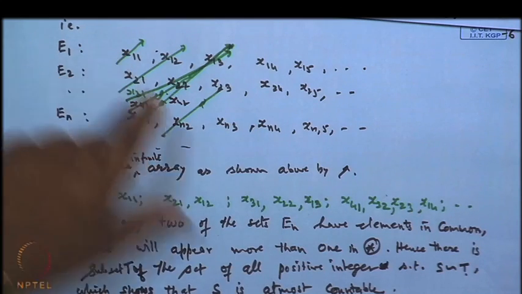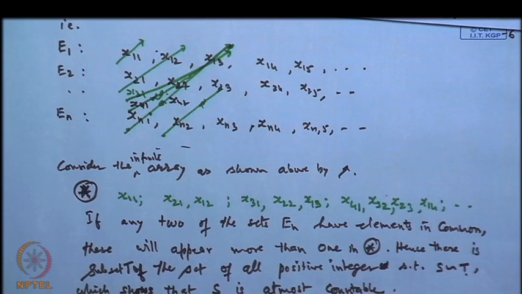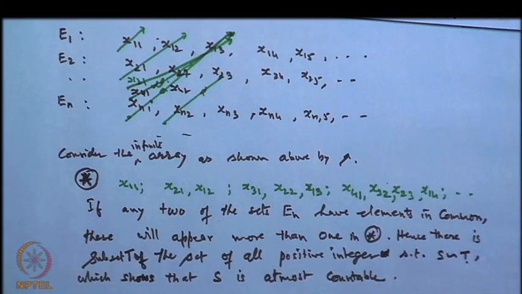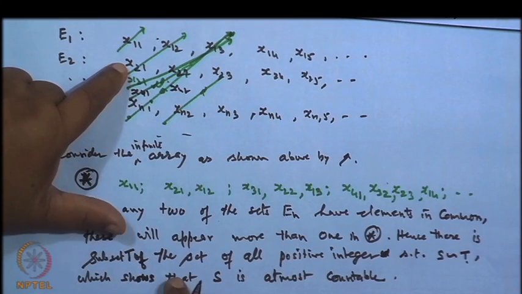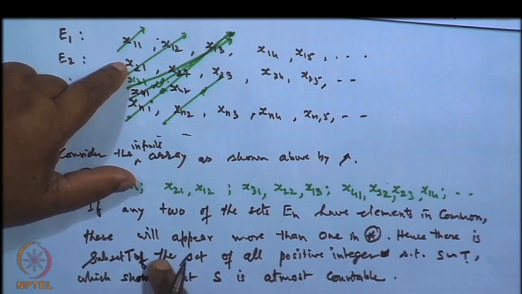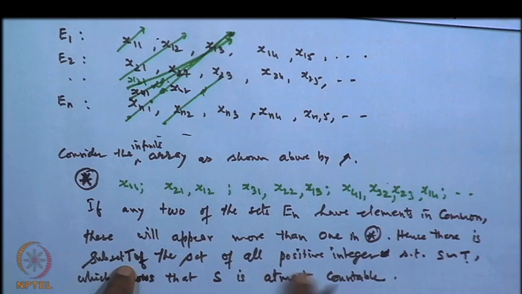In case some elements are repeated, what do we do? We just drop those elements and take them only once. So, that will have a one to one correspondence with a subset of J, that is, there will exist a subset T of the set of positive integers which has a one to one correspondence with the set of elements of S. So, S becomes countable.